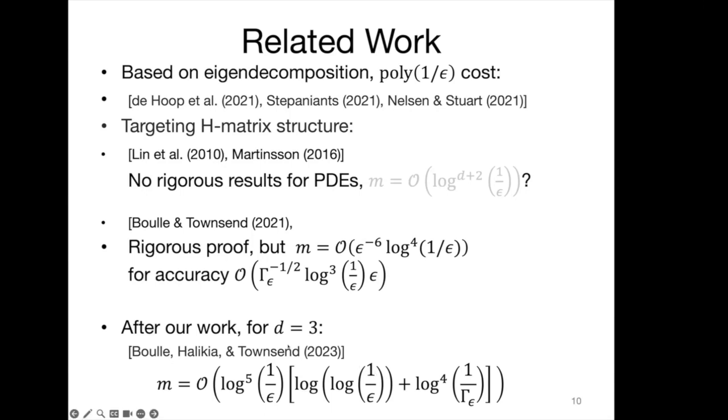And after the present work, there was another paper by Boullé, Halikias, and Townsend that provides the first error tracking of this Lin et al. result, giving full logarithmic complexity. However, again including a gamma of epsilon term that is not being bounded. And again, this is work that appeared later.